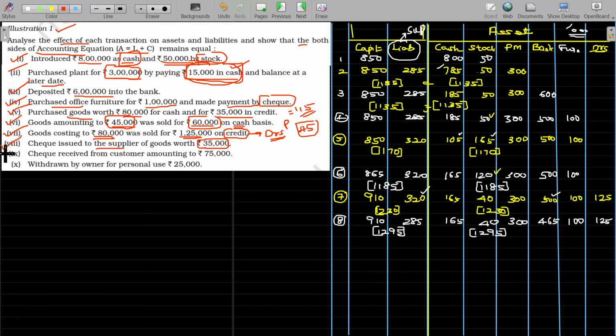Ninth transaction, check received from customer amounting to rupees 75,000. We have received the amount by check from the customer. For the supplier, we issued the check; this is the reverse case. We have sold the goods without any collection. Now that party makes a payment. The customer is a part of debtor, right? I sold to somebody, that party has not paid the money, then he is my debtor. So now that due is settled by issuing a check for rupees 75.